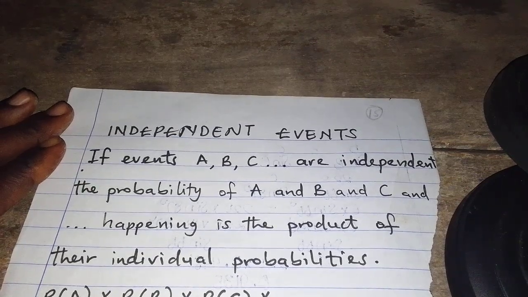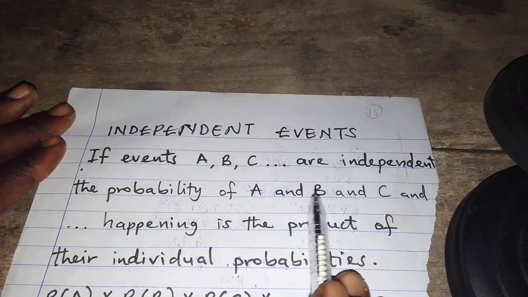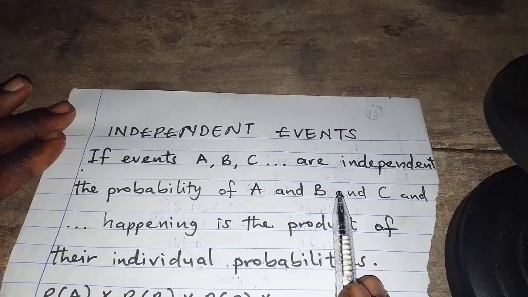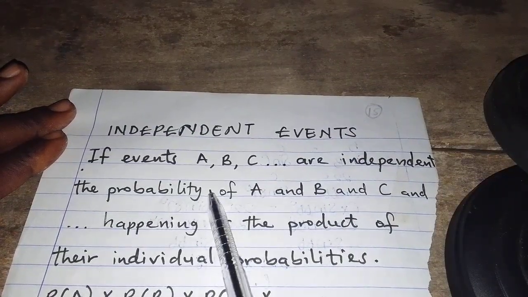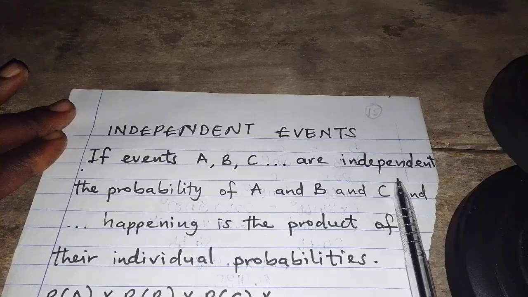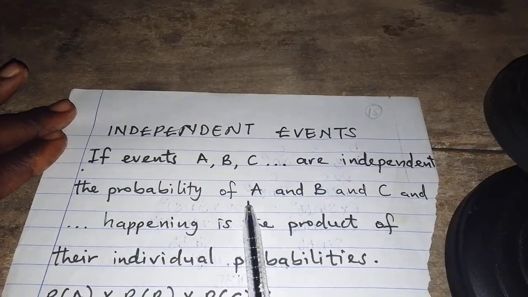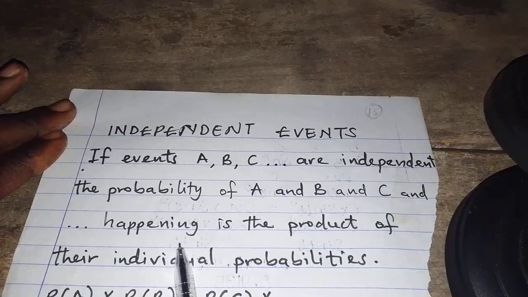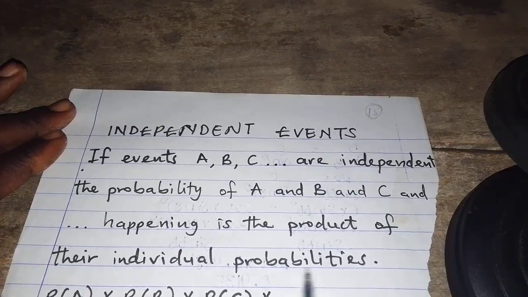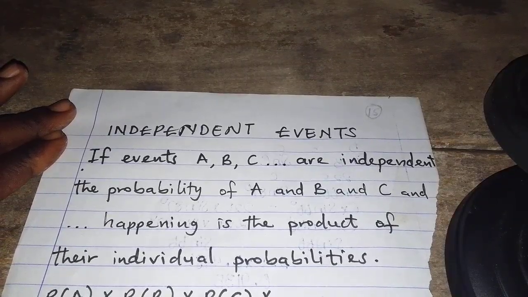Hello students, now we are looking at independent events. If events A, B, C are independent, the probability of A and B and C happening is the product of their individual probabilities.